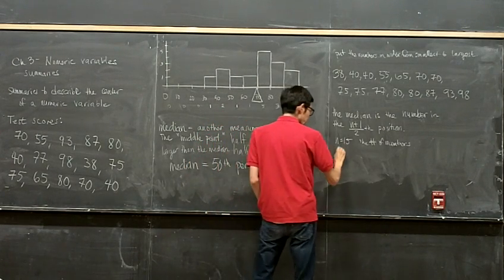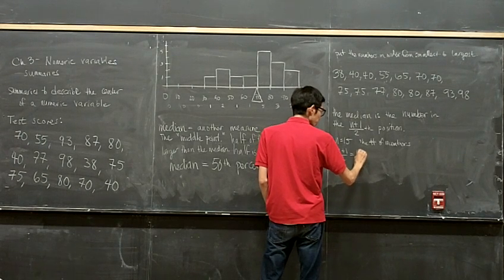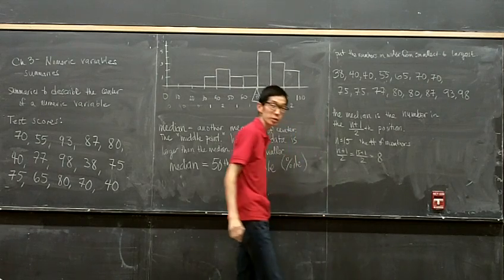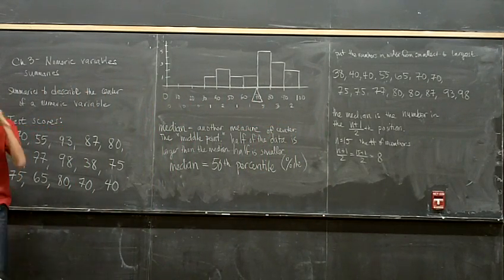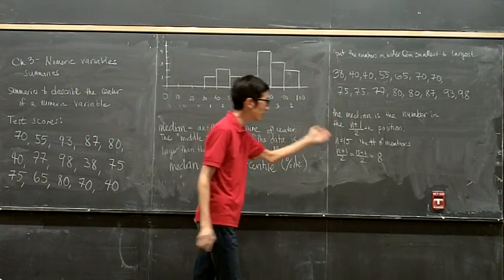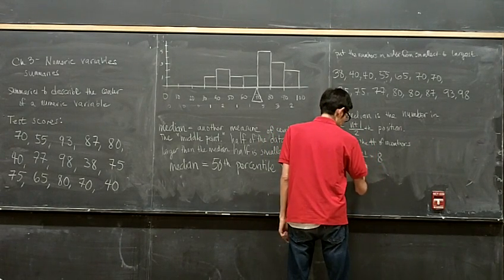So n plus 1 over 2 is equal to what? 15 plus 1 divided by 2, and that gives me 8. So the median is the 8th place number. It's not, the median is not 8, it's the number in the 8th position.